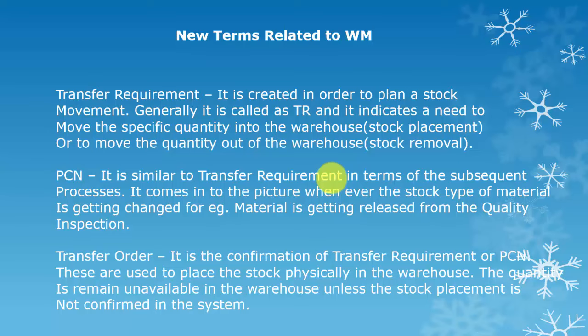The third term, which is a very important term, is the transfer order, because this is the confirmation of the transfer requirement or PCN. These transfer orders are used to place the stock physically in the warehouse. The quantity remains unavailable in the warehouse unless the stock placement is confirmed in the system. It means whenever you create a transfer order against a transfer requirement or PCN and do not confirm it, you cannot use that particular stock in the system. You have to confirm the transfer order first in order to use the stock.